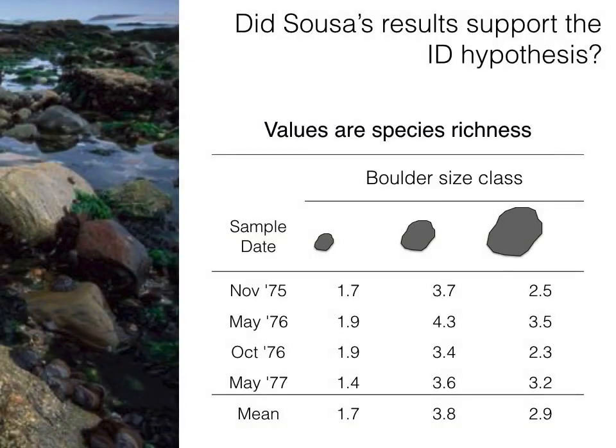So let's look at his results. I'll just let you take a momentary look at these data and come up with your own conclusions. Did Sousa's results support the intermediate disturbance hypothesis? These data are means of species richness over several different sample dates for each of the 3 different boulder size classes. And at the bottom, the average of those averages for those dates across the different boulder size classes. So take a moment and think about that.